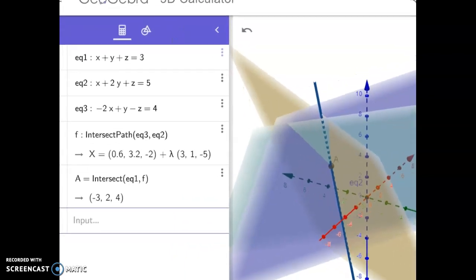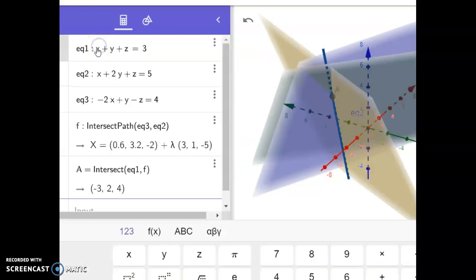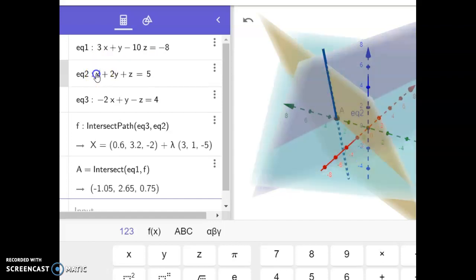All right, let's do example 5. So I have here 3x plus y minus 10z equals -8. There we go. And then I'm going to have 1, 1, -2, -4.